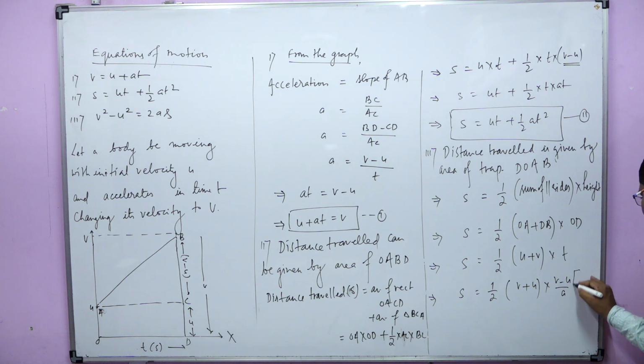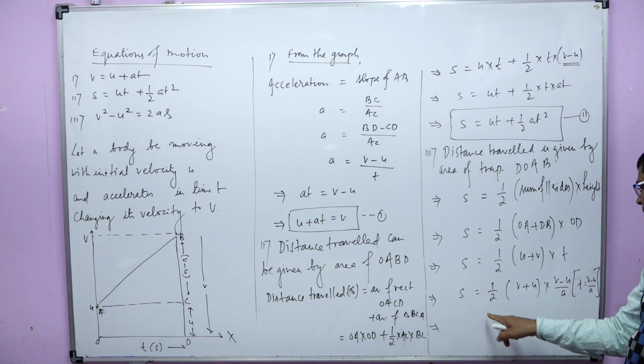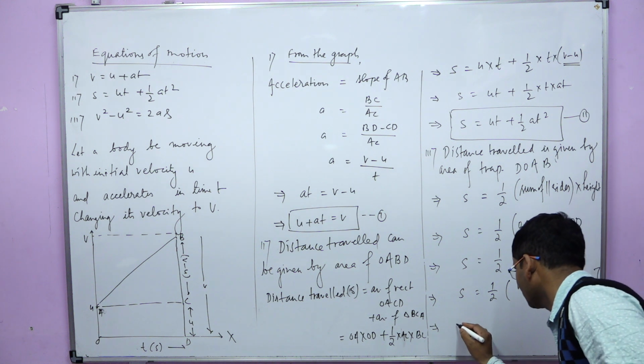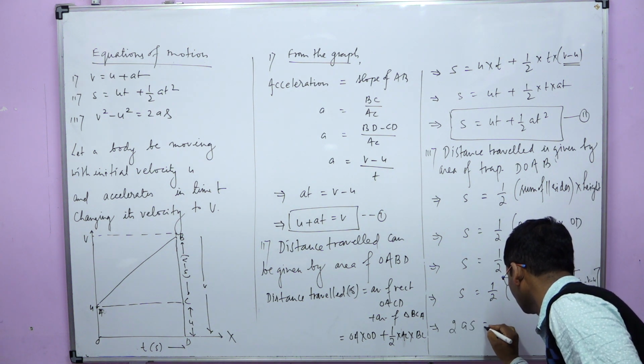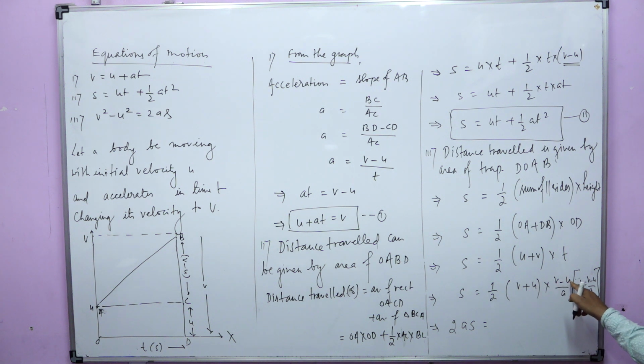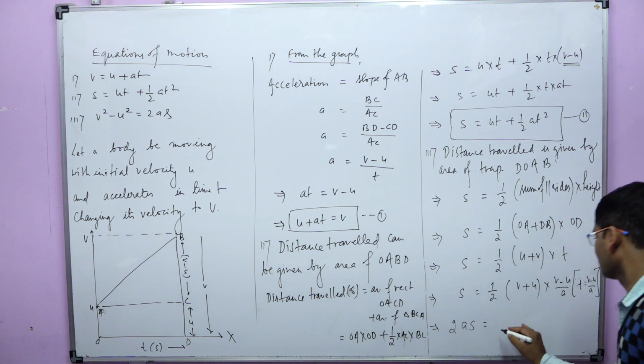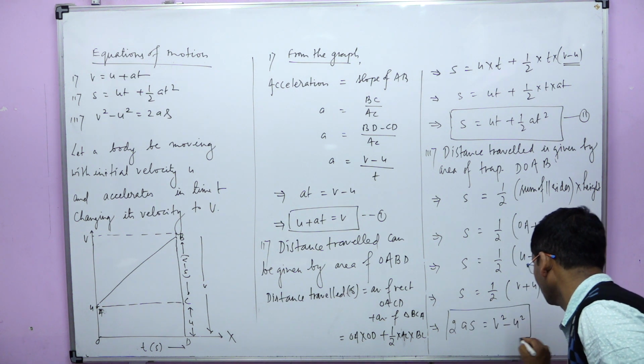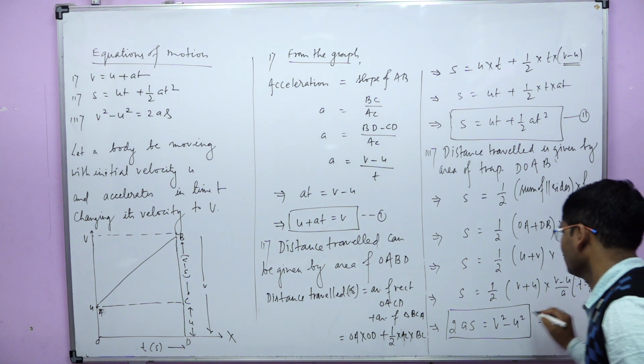So here I will write t is equal to v minus u by a. So we can write s into 2 into a, this denominator and this one will get cross multiplied. So we can write 2as is equal to v plus u into v minus u. So v square minus u square. So here we get the third equation.